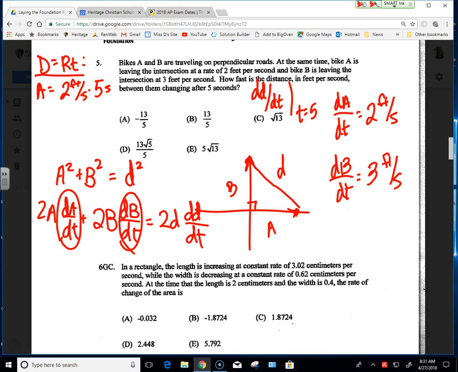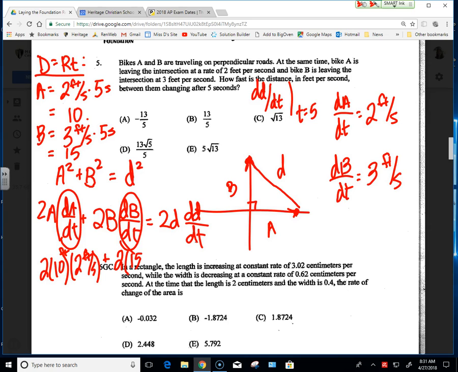That's what you're doing here. You're saying 2 feet per second. You've gone 5 seconds, so how many feet have you gone? 10. How fast is bike B going? 3 feet per second for 5 seconds. How far has bike B gone? 15 feet. So I can plug in 2 times 10 times my dA/dt, which is 2 feet per second, and that's feet. Now I have my 2b, which is 15 feet, times 3 feet per second, equals... oh no, and I don't know d?